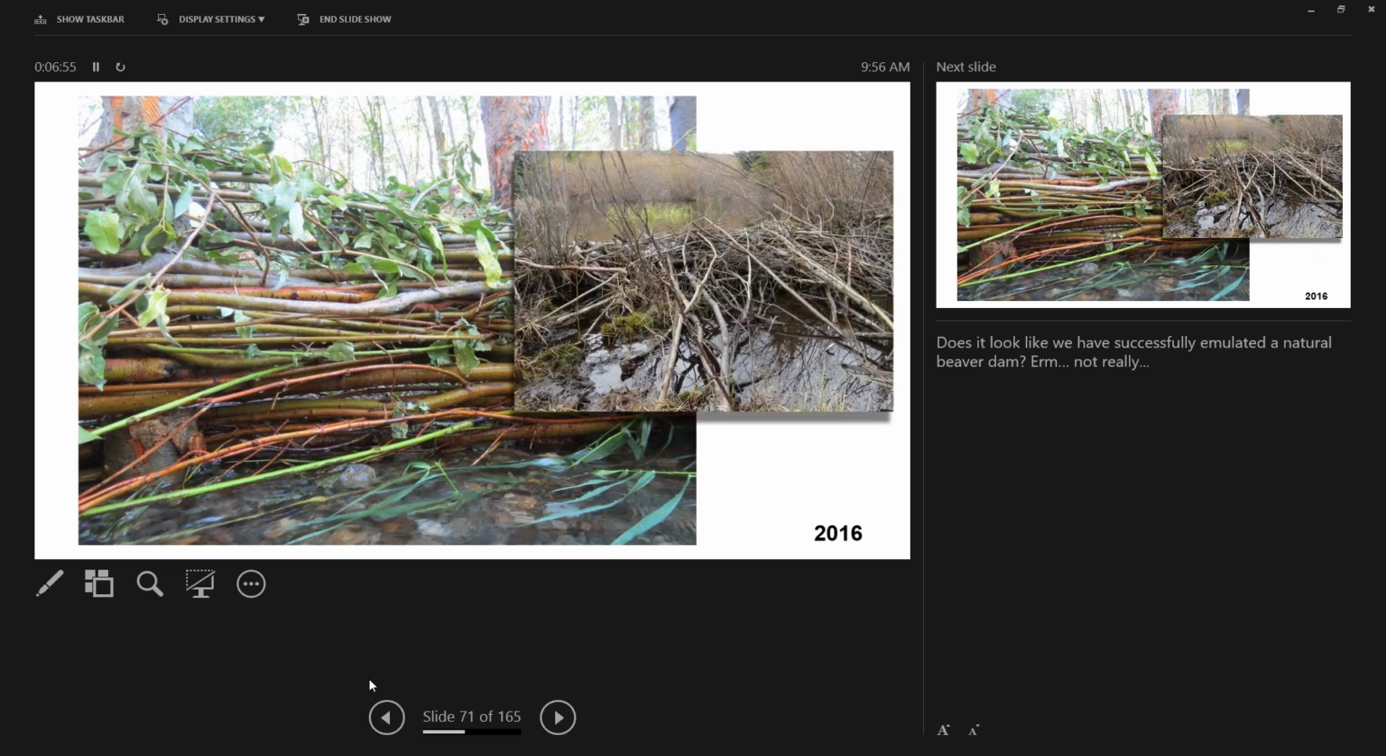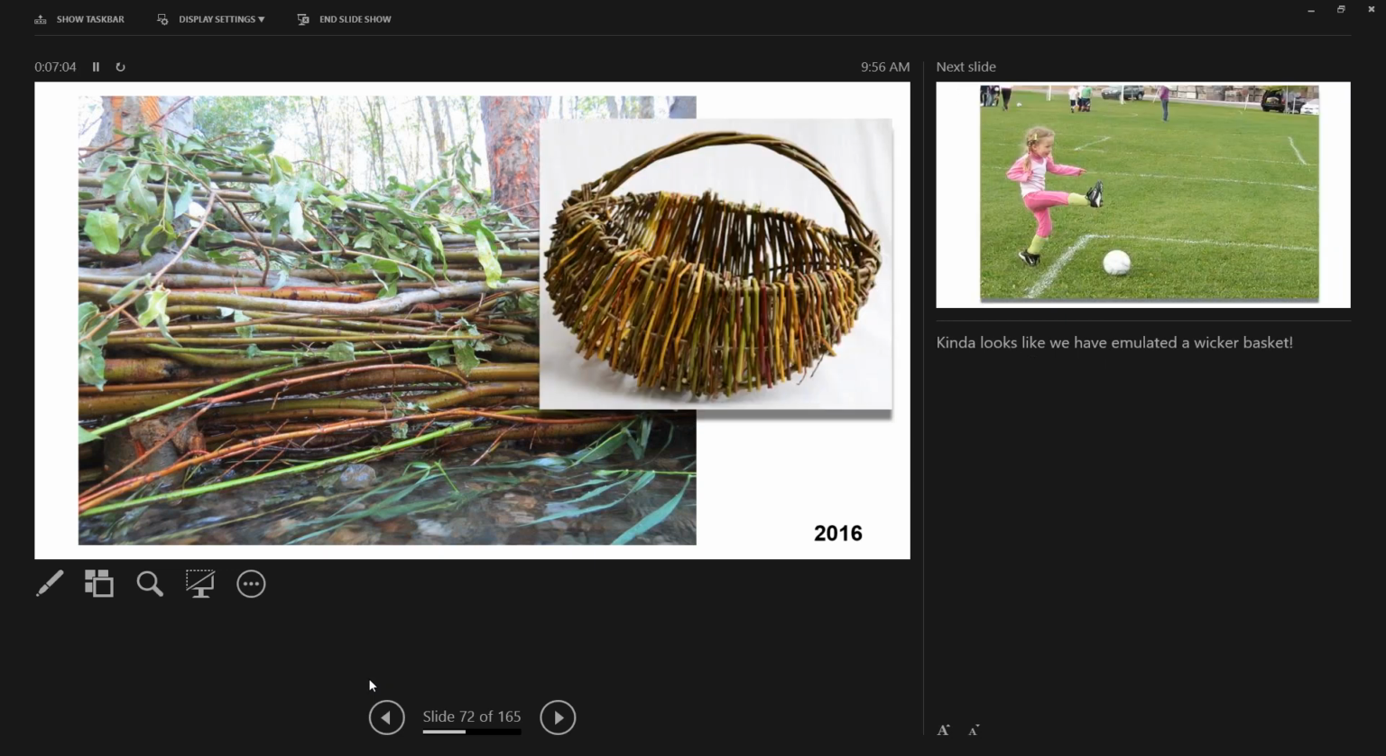We were trying so hard, and we were trying to emulate a natural beaver dam. Does it look like we emulated a natural beaver dam? Or does it look like we emulated a really nice wicker dam? I mean, with all due respect, it's a wonderful technique, and it was a great starting place for us. And if it works for you, that's awesome. Maybe it will, because every project site is different. So I'm only sharing our experience.